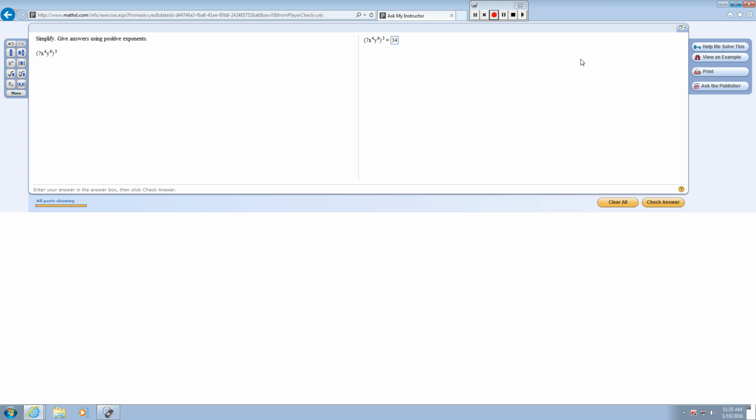343, x shift up to the 12th, right? Y shift up 18th. Now, if you're wondering what I'm saying, shift up: hold the shift key and hit the arrow up, and that'll send it into the exponent. Hit the right arrow key, that'll put it back down to the regular cursor. So, check it out. Check answer. We got it right.